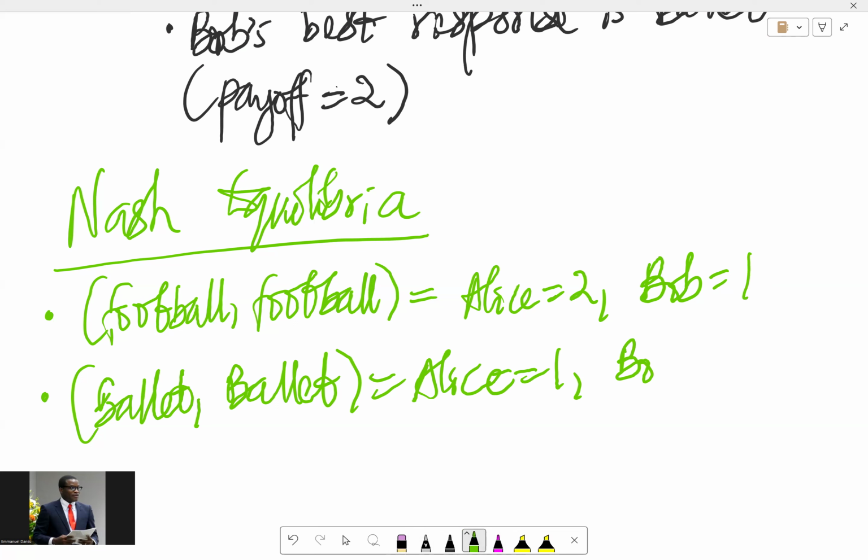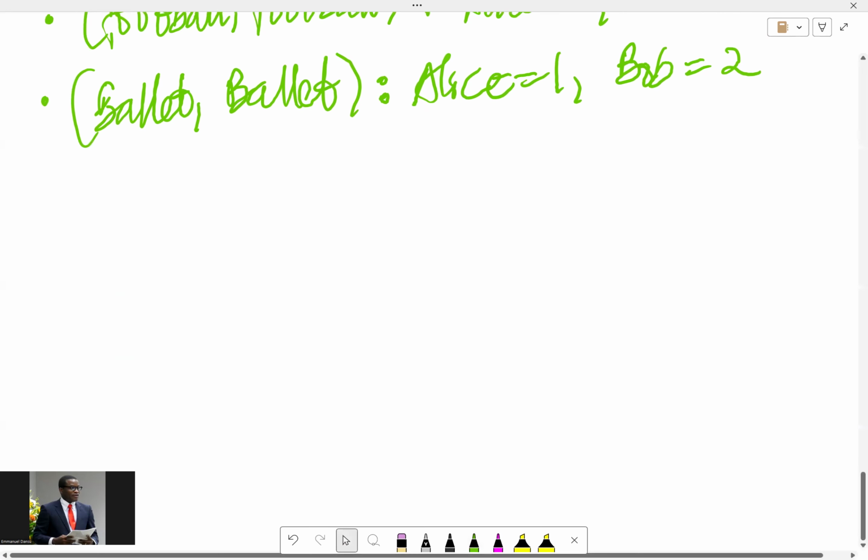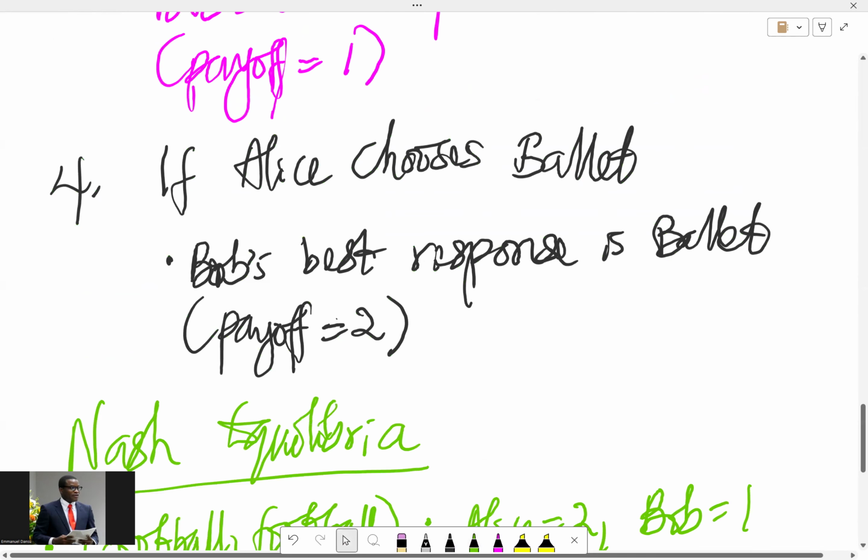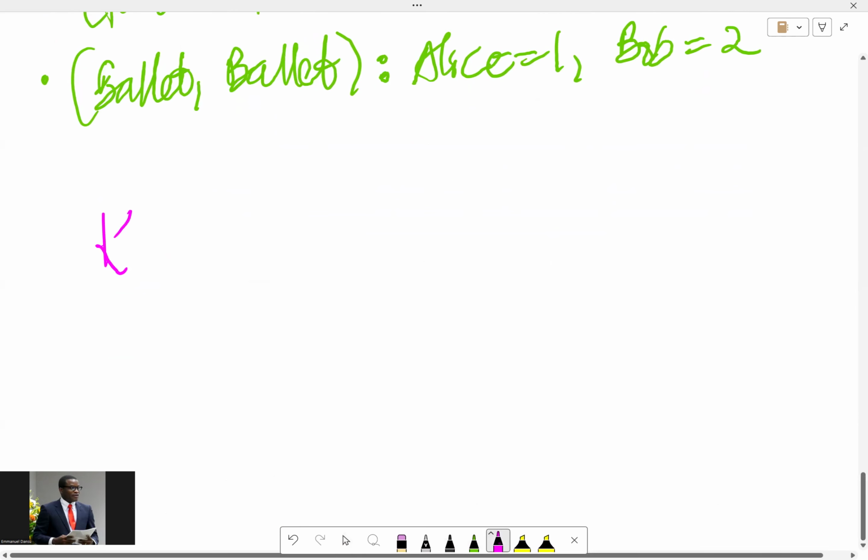So in this other case, they can choose ballet, where Alice gets 1 point and Bob gets 2 points because Bob is sacrificing for Alice in this case. So in this case, we have multiple Nash equilibria. We have two Nash equilibria in this case. So what is the key takeaway in this situation?